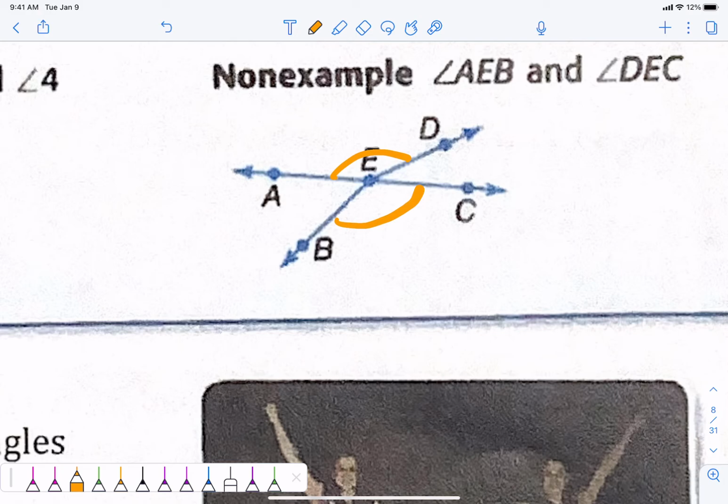Okay. So yes, there are no vertical angles in this because it's not two completely straight intersecting lines. One of them is bent, so that does not work. Non-vertical angles, right? Okay. All right.